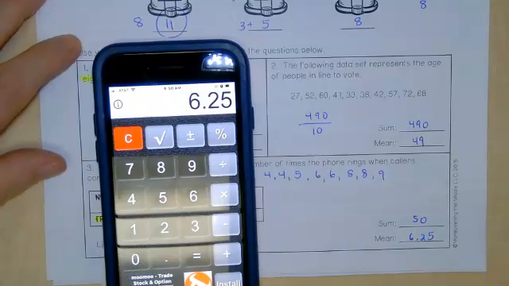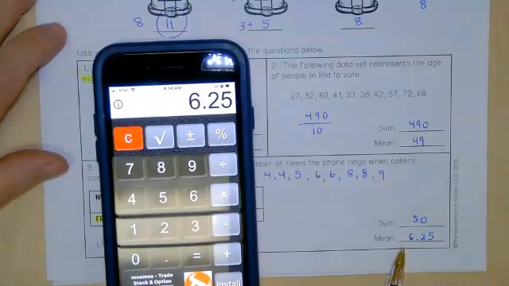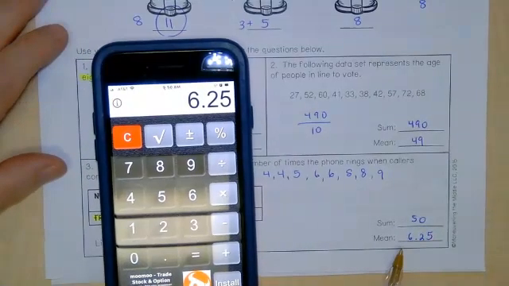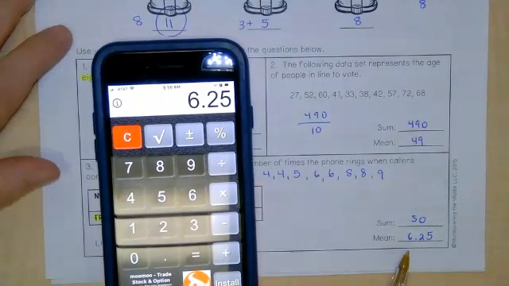That means on average, when people called Comcast, it was a little bit more than 6 rings before they got answered.